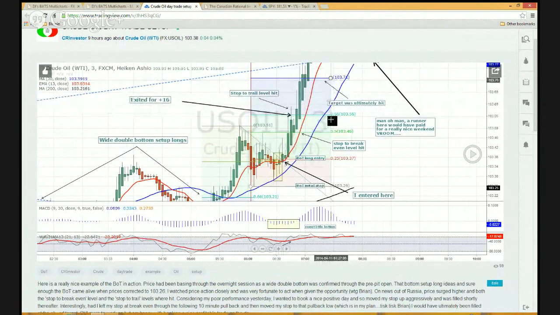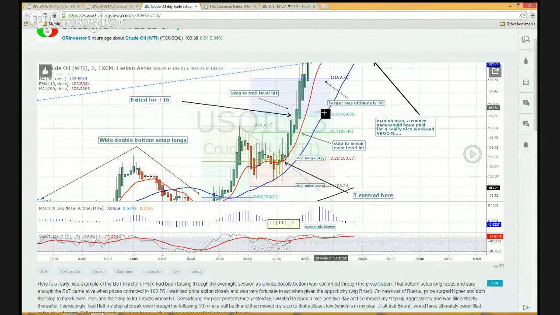I've got built-in rules as to what I should do, and the interesting thing here is my rules didn't really help me today, but anyway. We hit the 50% level, that's the stop to break even, so as soon as we hit this 103.48, boom, stop goes to break even, so at the very worst, it's just scratch.